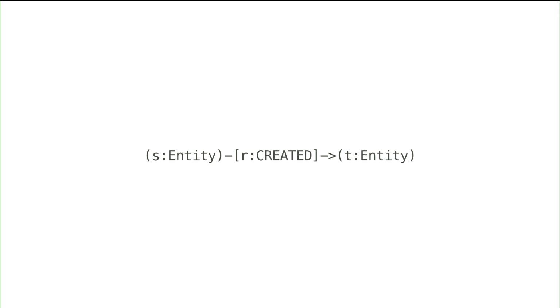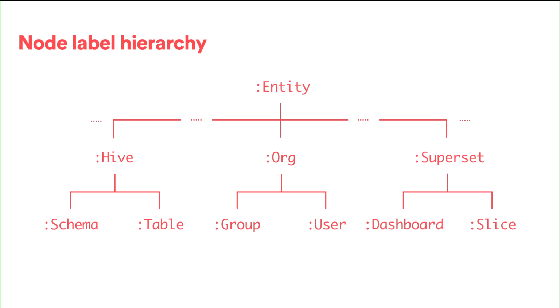So here, entity represents a node label, which acts as a mechanism for grouping the nodes. Nodes can have an arbitrary number of these labels, and creator represents a relationship type. We define a node label hierarchy, and a subset of that is shown here. So for example, a user belongs to an org, and entity is the base class; we can think about it as a base entity.